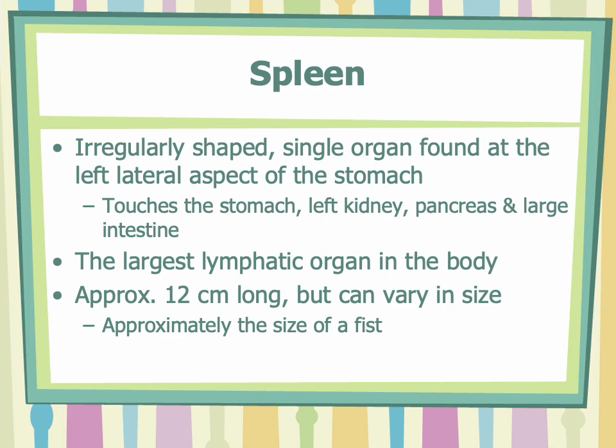Okay, now let's leave the nodes and let's talk about the spleen. So the spleen is kind of like regular shape. It's found on the left lateral side of our bodies, more like laterally to the stomach. And it touches the stomach, the left kidney, the pancreas, and the large intestine. That's why when we're talking about the flexions of the large intestine, there's a splenic flexion. You guys remember that? If not, go back to your presentation about GI.